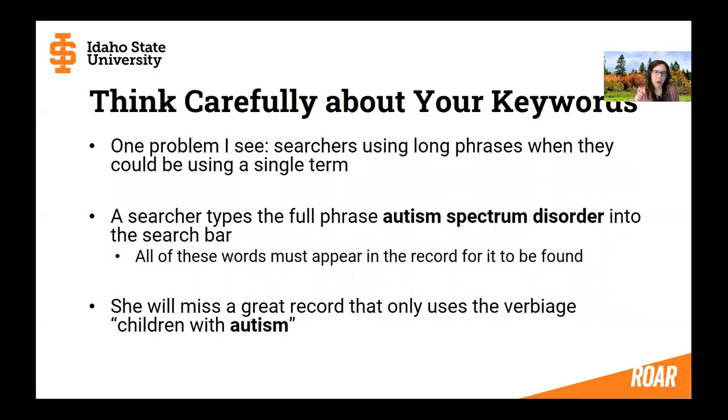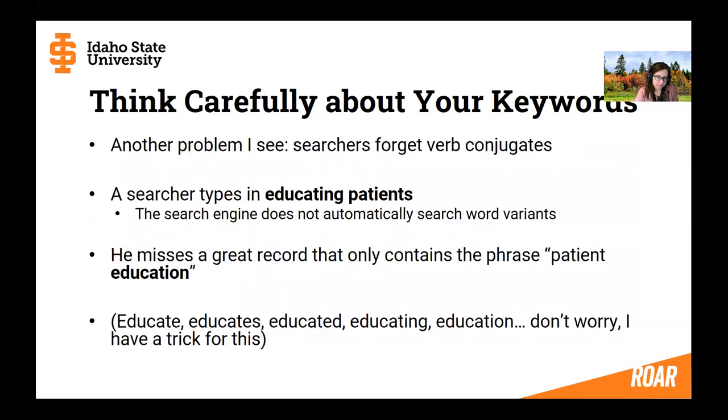You can see immediately that that's not really what the person wants to do, because there are plenty of articles out there that only say autism. They do not say the full phrase autism spectrum disorder. If I'm searching the full phrase, I'm missing articles that just contain the one word. So this is very important. You want to reduce phrases down to their core word or core phrase and get rid of filler words like disorder, right?